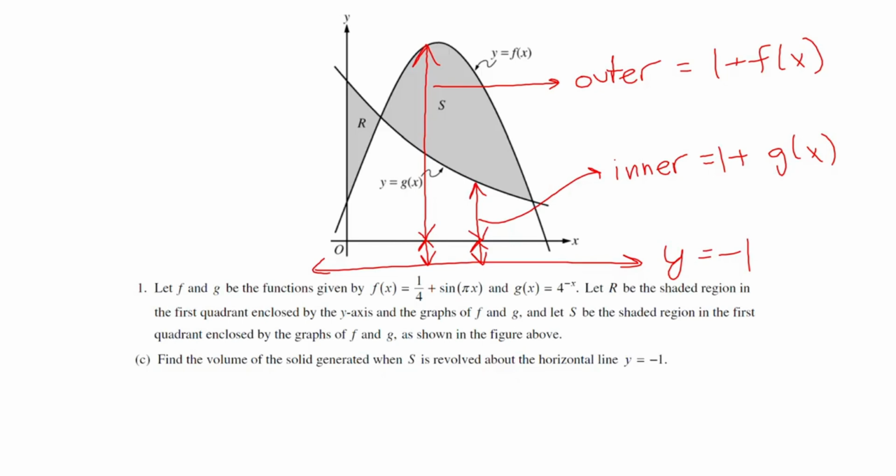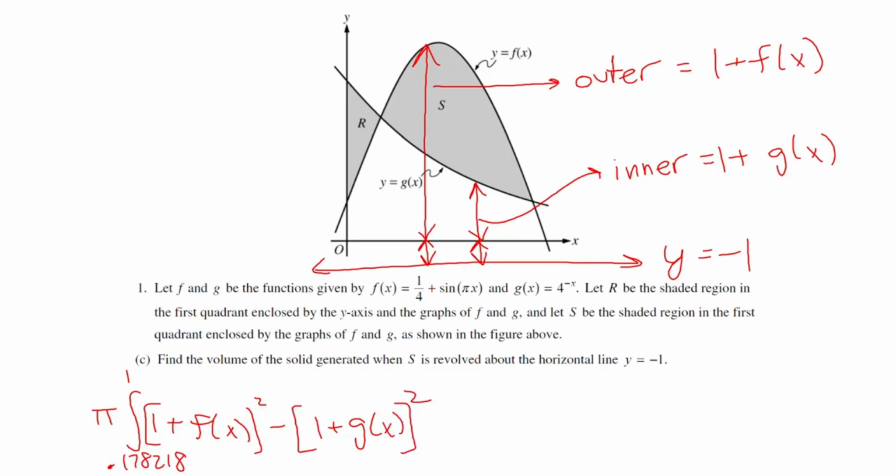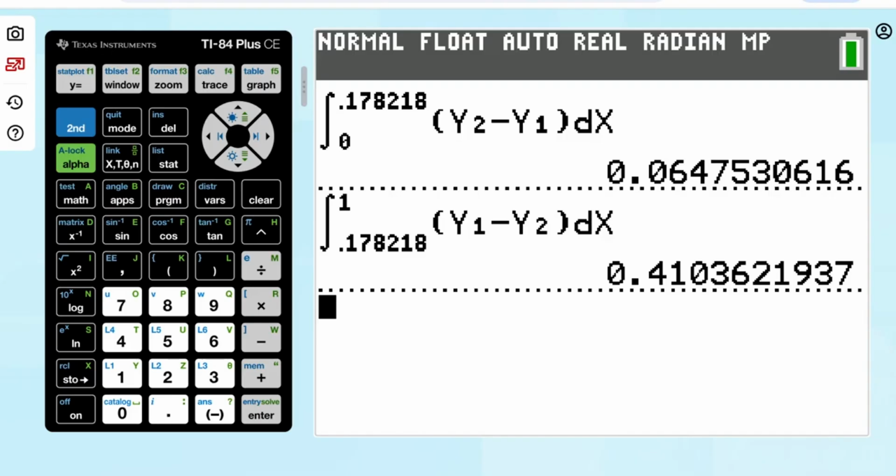And so the method we use here is our washer cross sections, pi times the integral of the outer radius squared minus the inner radius squared. So we're going to integrate from that same value we had before of 0.178218 to 1 of our outer radius, 1 plus f of x squared minus 1 plus g of x squared dx. And we'll just put this into our graphing calculator once again to get a final answer. So don't forget your pi out in front. Common for people to forget that.